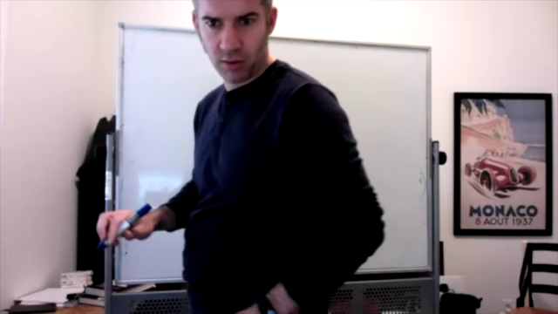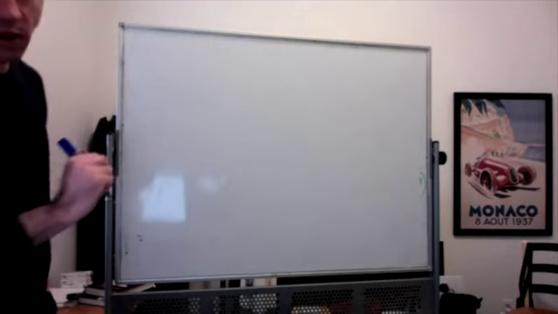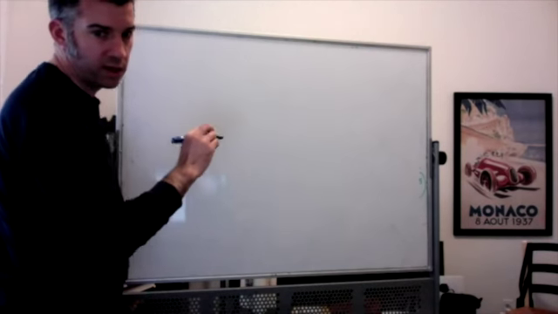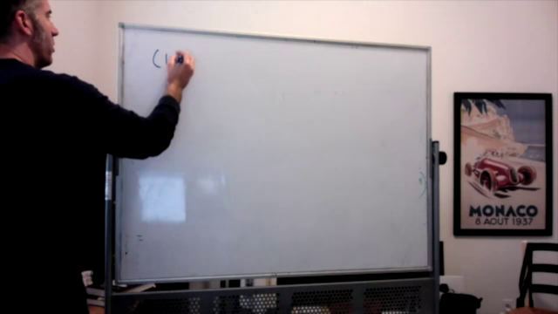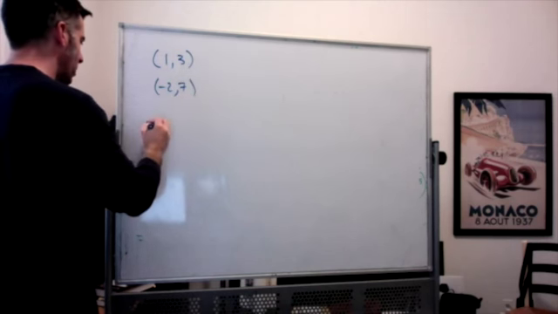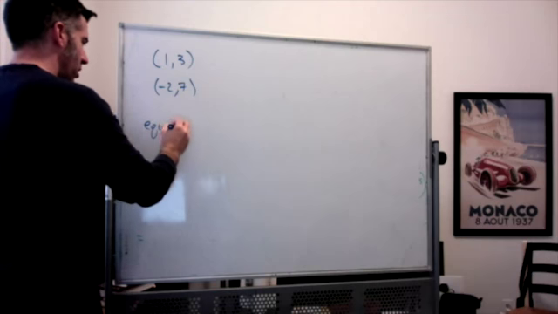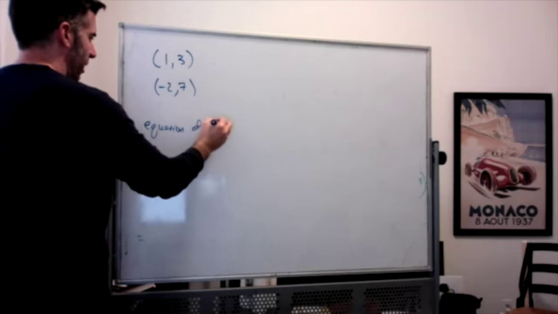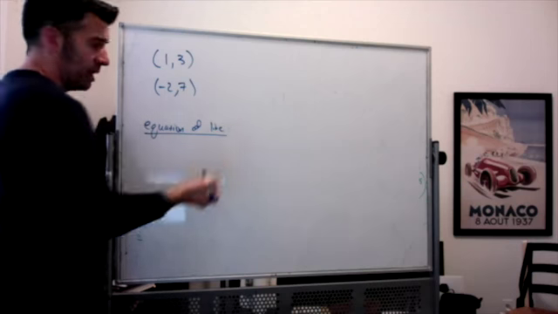Let's see what I got here. To find the equation of the line through the points (1, 3) and (-2, 7). So here are the points. We want to find the equation of the line. I did not specify what form, so you can write it in any form you want.